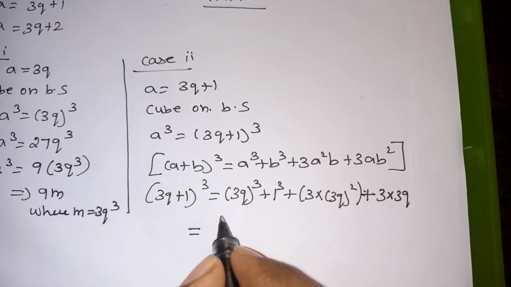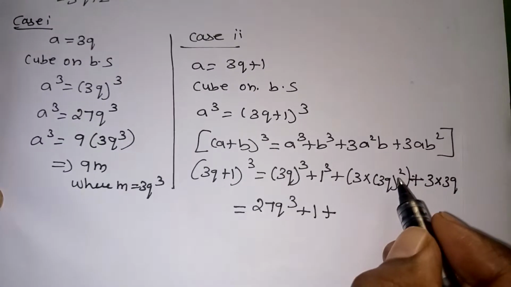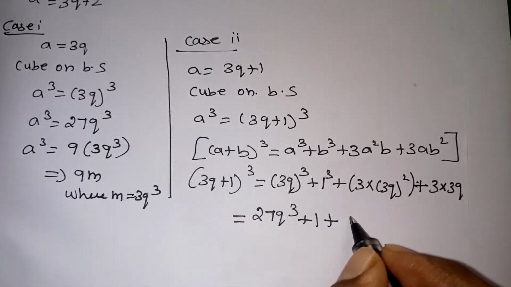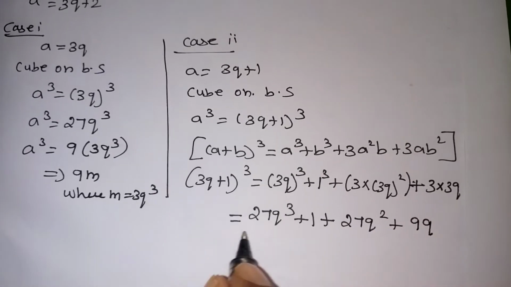Just multiply inside. This is 27q cube plus 1 plus this one, squaring inside: 3 squared will become 9, 9 into 3 is 27. So 27q squared plus this is 9q. So we have 4 terms.